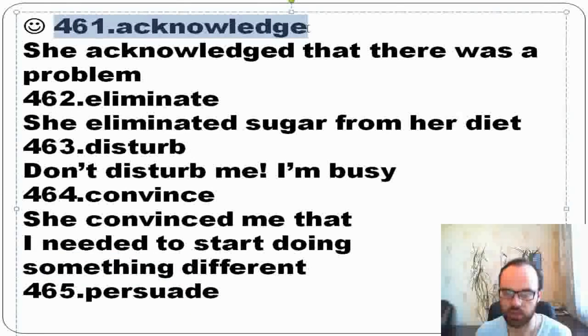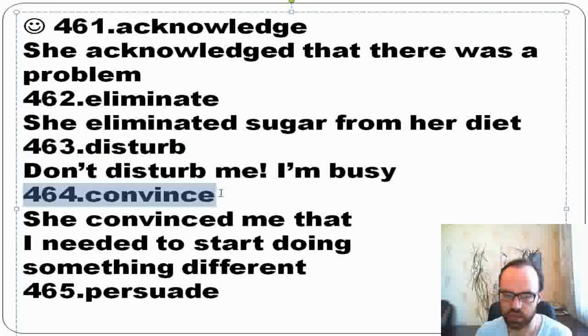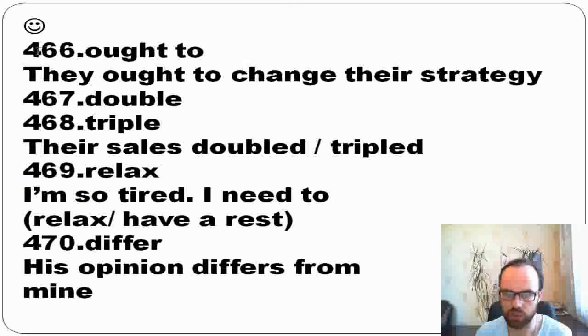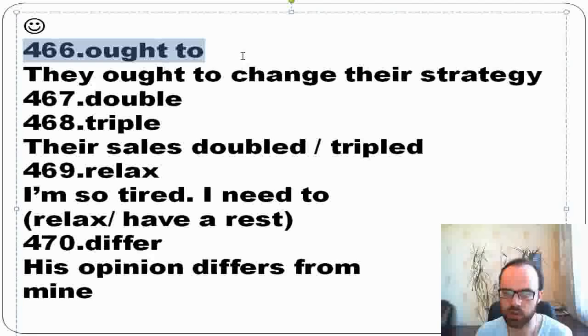Acknowledge. She acknowledged that there was a problem. Eliminate. She eliminated sugar from her diet. Disturb. Don't disturb me, I'm busy. Convince. She convinced me that I needed to start doing something different, or she persuaded me that I need to do it. So they have a similar meaning, convince and persuade. Ought to means should. They ought to change their strategy.